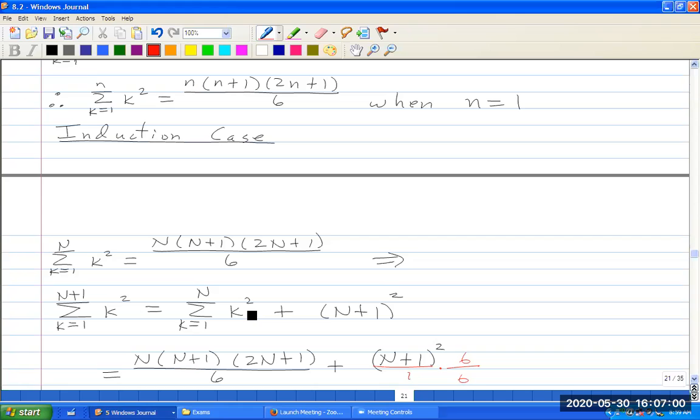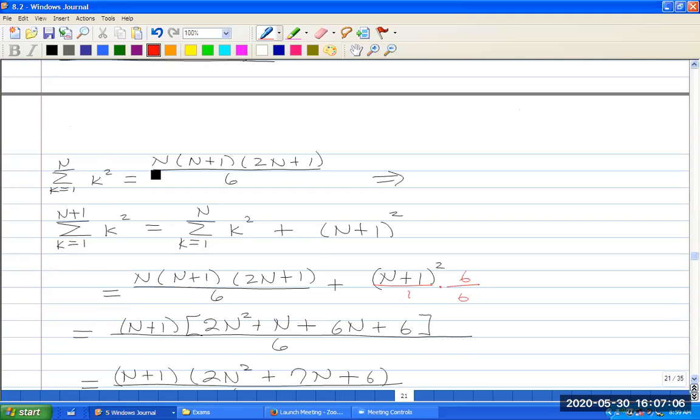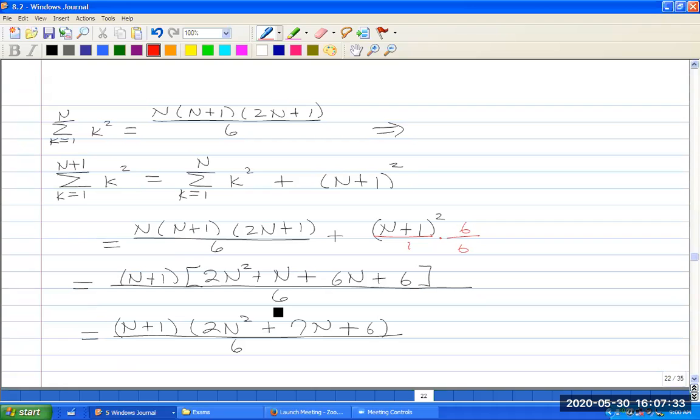Now, by the induction hypothesis, I have that the sum k equal 1 to n of k squared is just n times n plus 1 times 2n plus 1 all over 6, plus this last term. Well, to add these, I'm going to have to find a common denominator, which is 6. So let's multiply and divide this last term by 6. So first, I have the common denominator 6. I have n plus 1, which is in common.